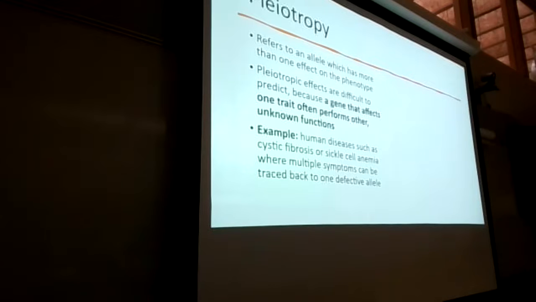And that's hard to predict, right? Because maybe we don't fully understand what each allele is controlling in our bodies. So cystic fibrosis, sickle cell anemia, where we can have multiple symptoms being traced back to one allele.